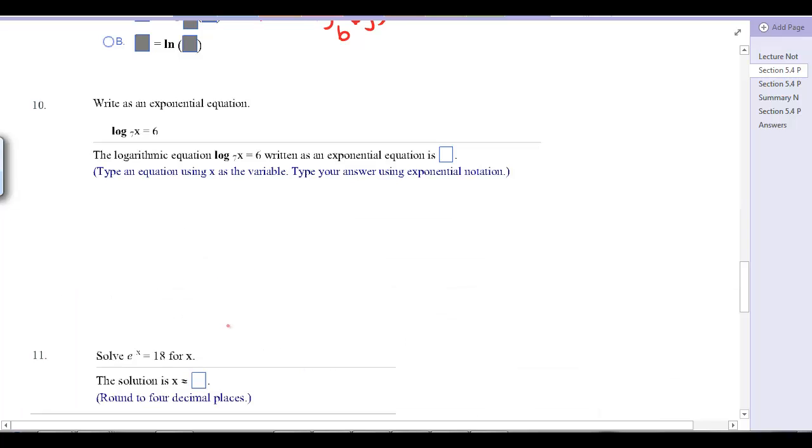All right. Number 10. Write as an exponential equation. All right, so now we've got log equations and we're changing to exponential. So here's our base, here's our exponent, and here's our argument. So that changes to 7 to the 6th equals x. All right.